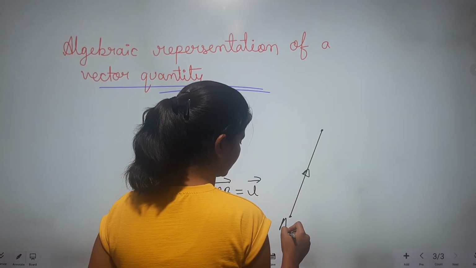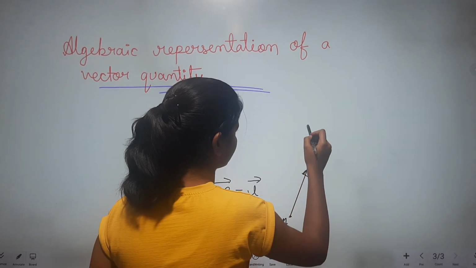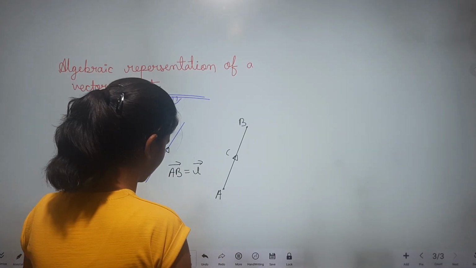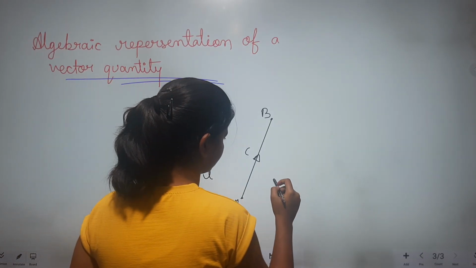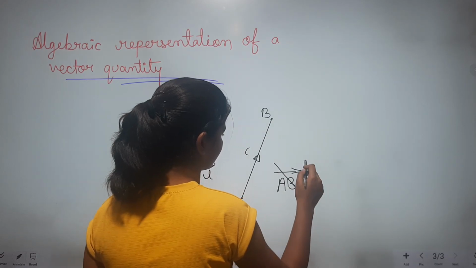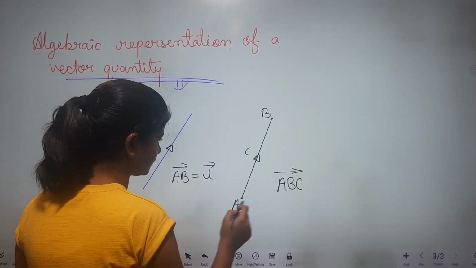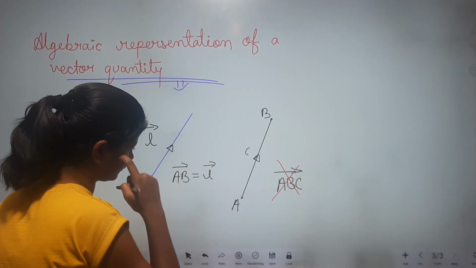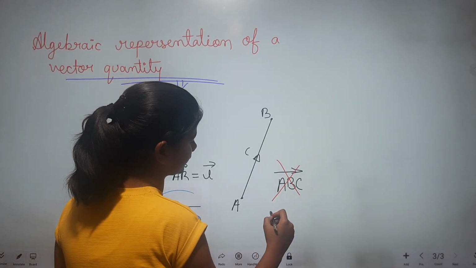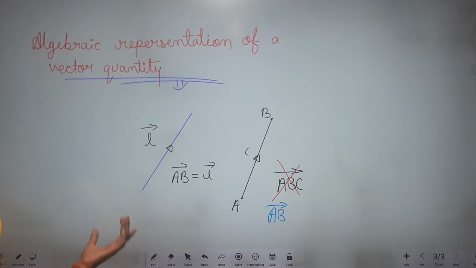Consider this one is my A, B, and this one is C. Okay. You cannot write like this that ABC is a line. This one is wrong. Why? We can say AB is a line. Okay. AB is a line. We cannot say ABC is a line. Okay.